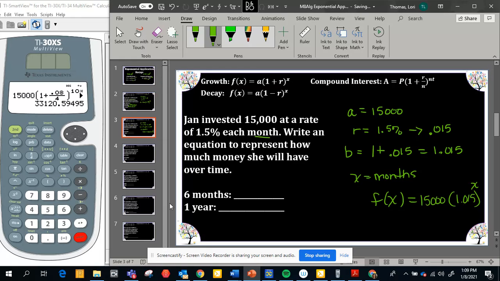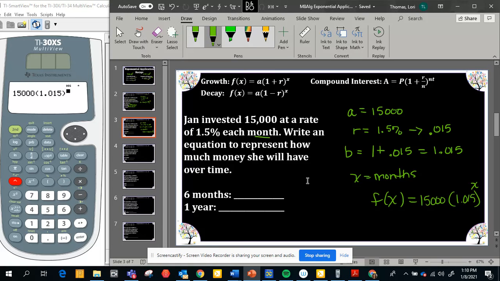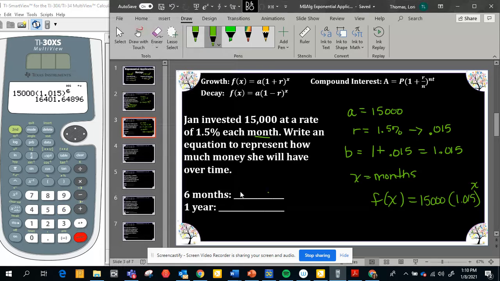So it is months, and so the first go around we're going to do, it says 6 months, so we directly will plug in 6. So in your calculator, we're going to say 15,000 times 1.015 raised, so it's right here, raised, and it said 6 months. So we're going to do 6 months, and this is how much money that she will have.